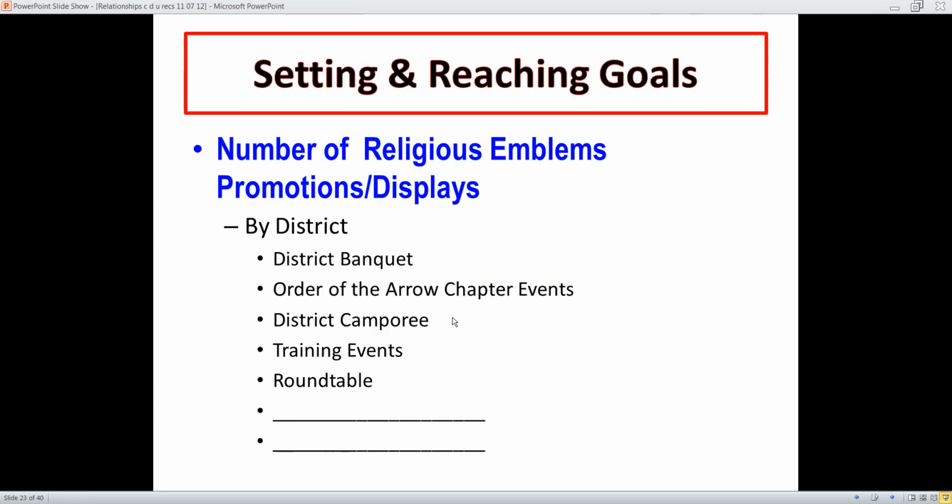The number of religious emblems, promotions, and displays by district. I would simply say what we've already said about the council. You need to look at what are some of the prospects, whether it's a banquet or a camporee or a training event or some other special event, there are many of them. And only you really would know at the district level and in the council what those are at the district level.